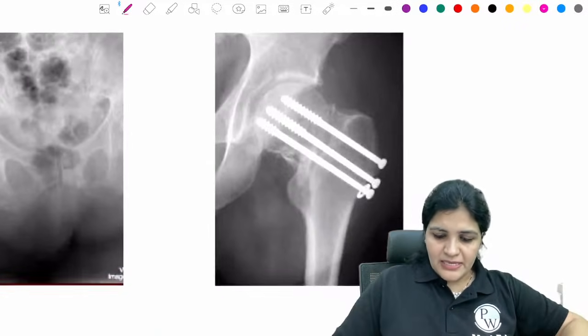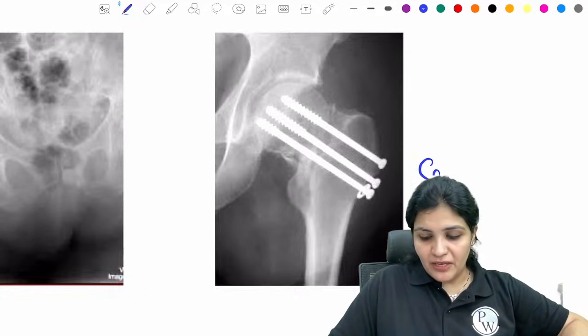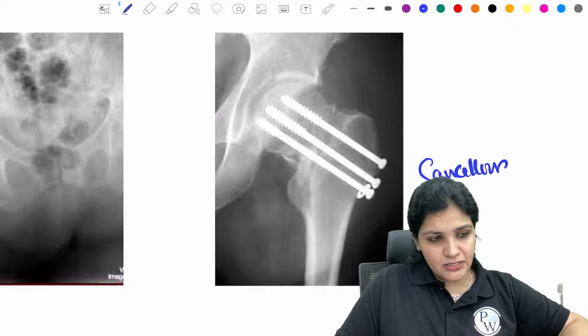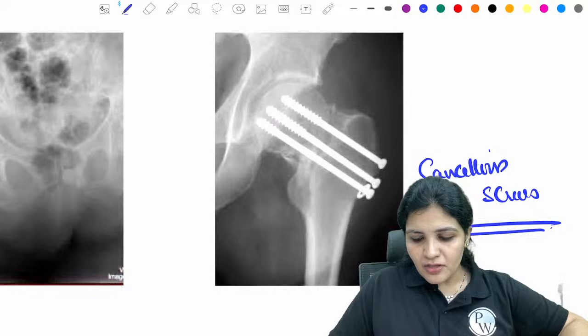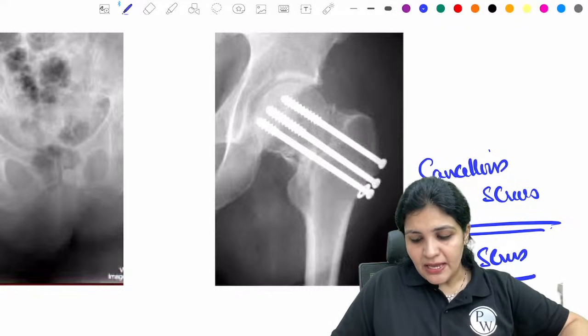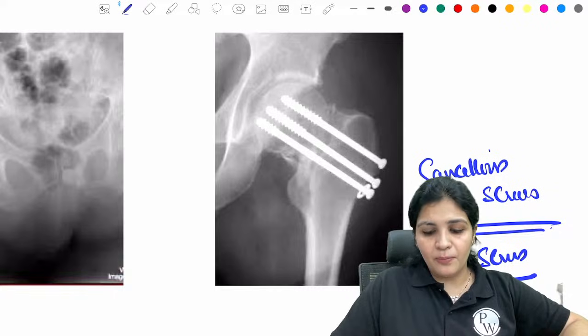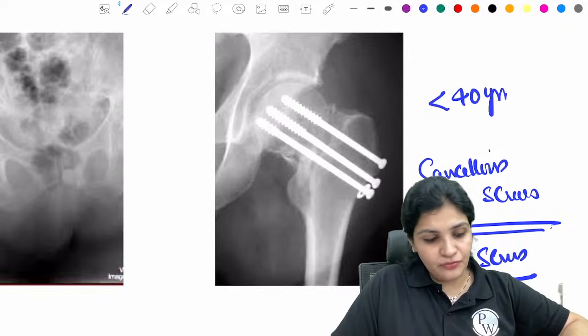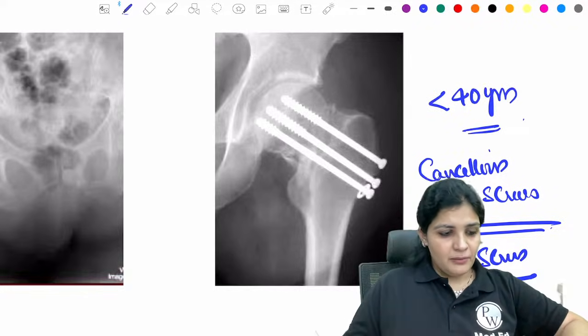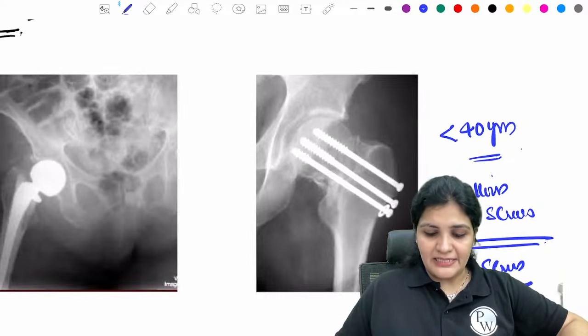So now what is this? This is the osteosynthesis where we are using the cancellous screws. These are called the CC screws, and we are using them in an inverted triangular fashion. This is for people less than 40 years of age, right? People less than 40 years of age. These are the cancellous screws.